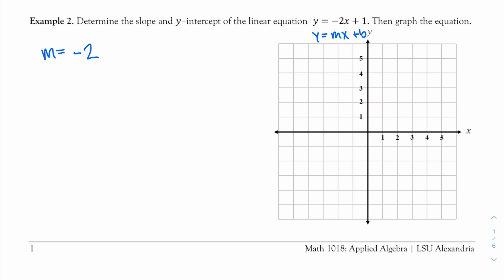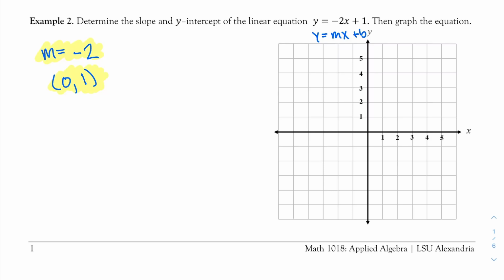Furthermore, I can see that I have a y-intercept of (0, b), in this case (0, 1). Once again, we really want to make sure that we know that the y-intercept is a point, not just a plain number. So I have the first part of my solution, the slope and the y-intercept. Now that I have a point and the slope, I can go ahead and graph my line.